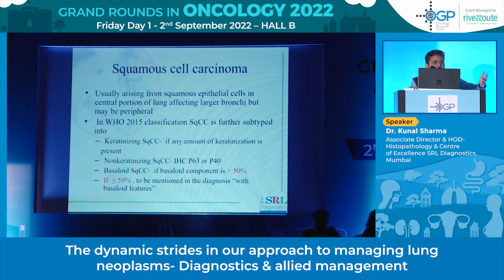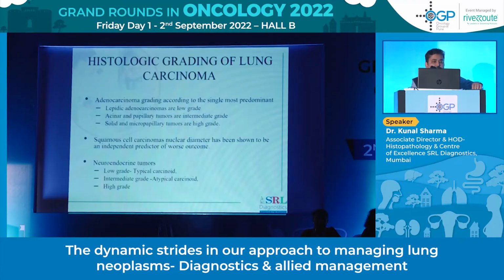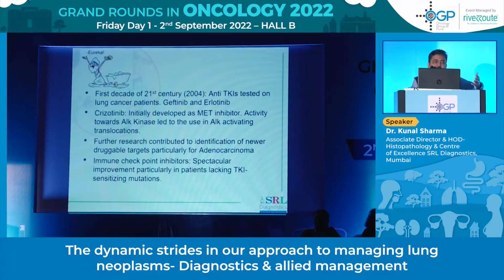Similarly, squamous cell carcinomas are also divided into 3 types: the keratinizing variant, the non-keratinizing variant, and the basaloid squamous cell carcinomas, which we say if the basaloid component is more than 50%. This is a picture to show all the 3 types: the keratinizing, the non-keratinizing, and the basaloid. So with that, let us start our journey of biomarker testing.